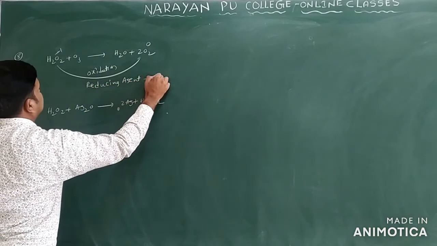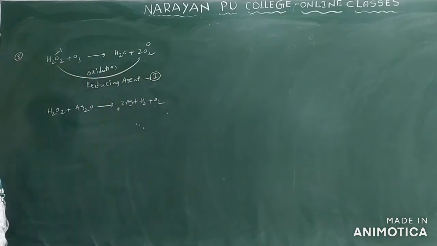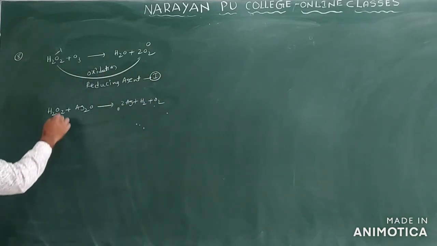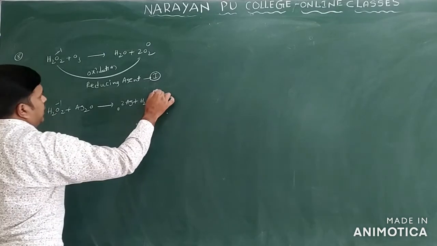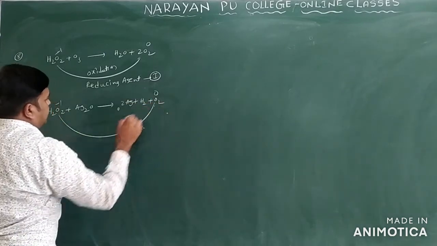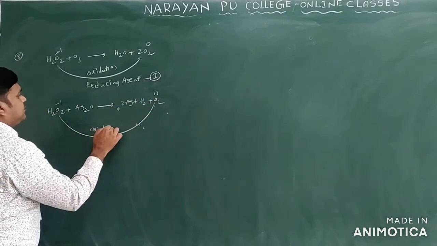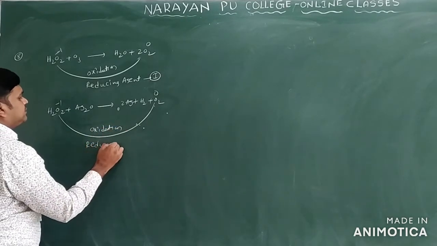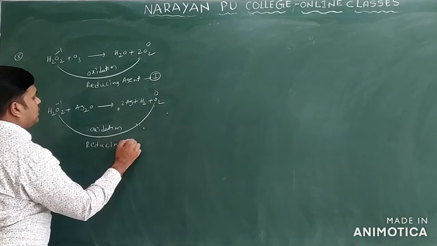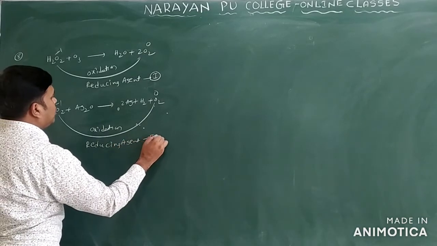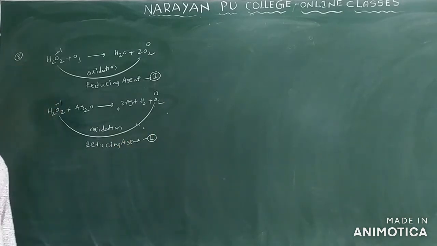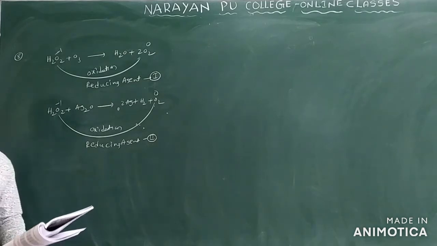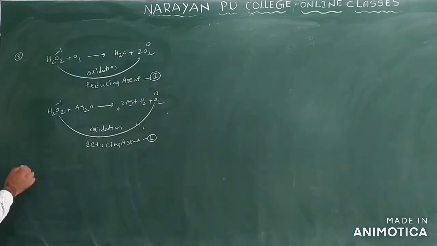Reducing agent. In the first equation, H2O2 can act as what? Reducing agent. Now here you can see -1 here, 0 here, undergoing what? Oxidation. Oxidation means it acts as what? Reducing agent. Reducing agent in equation 2 also. So what is your answer here? In both cases it can act as a reducing agent. You can take option 3 for this question.